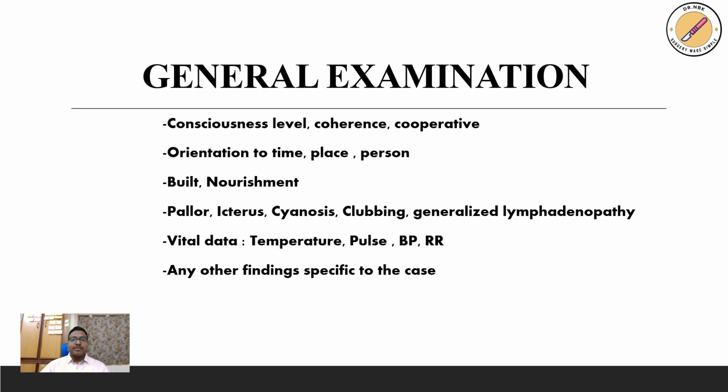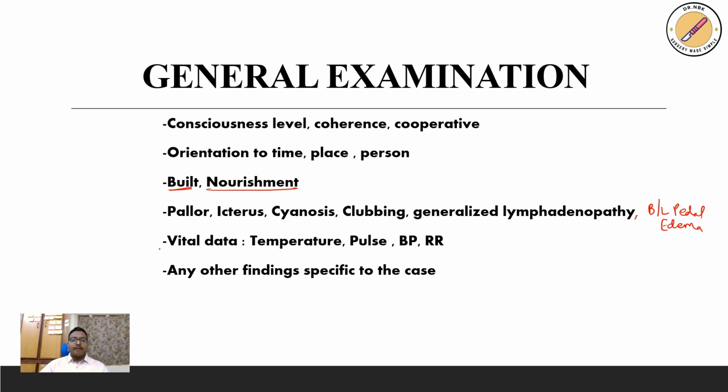Next, after the history, we need to go for general examination. So we will be looking at the consciousness level of the patient, coherence, whether the patient is cooperative or not, and whether the patient is oriented to time, place, person. How is the build of the patient? Then nourishment. Then the basic things like pallor, icterus, cyanosis, clubbing, generalized lymphadenopathy, and the other one is bilateral pedal edema. Please understand, it is bilateral pedal edema.